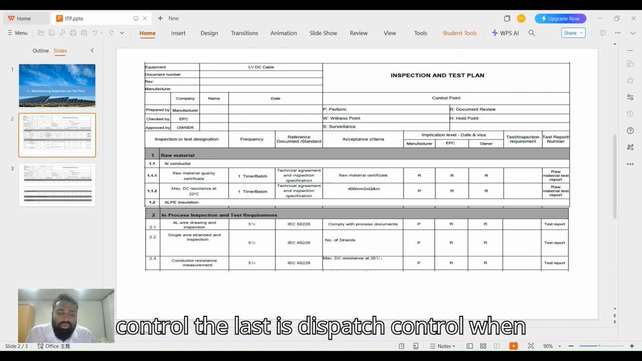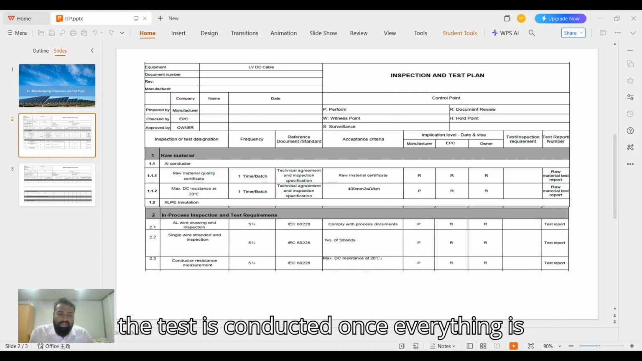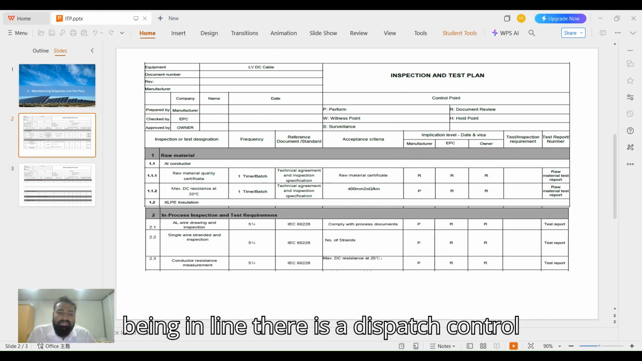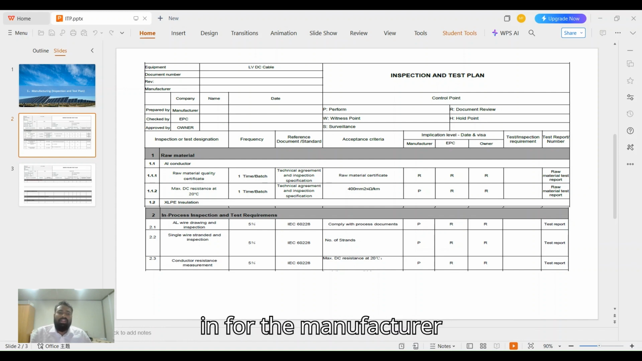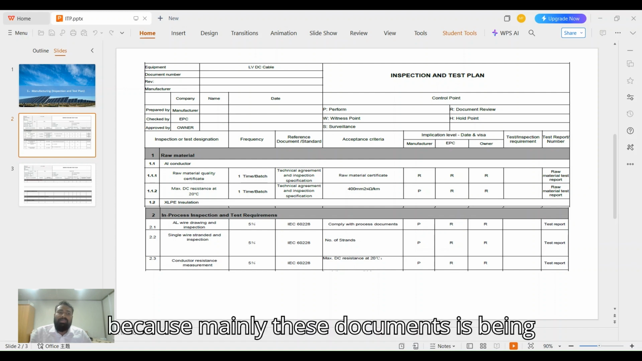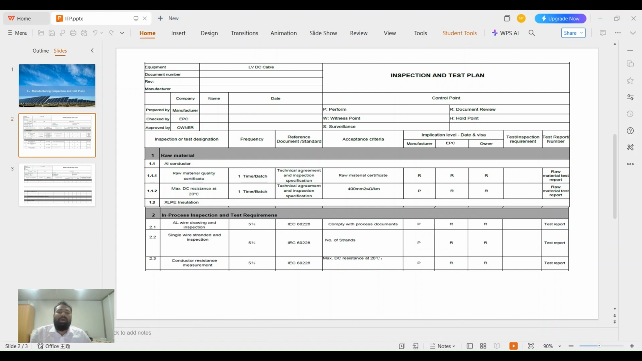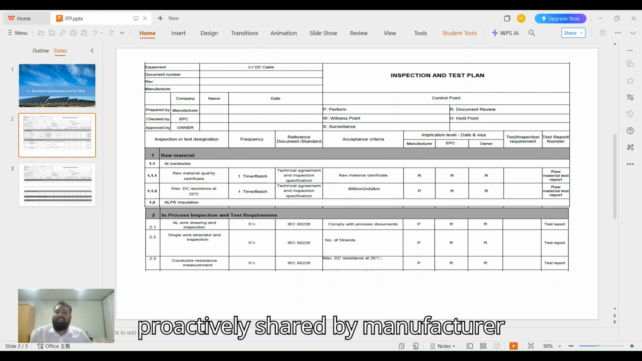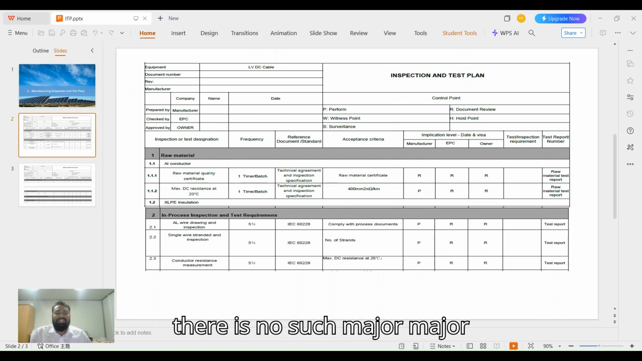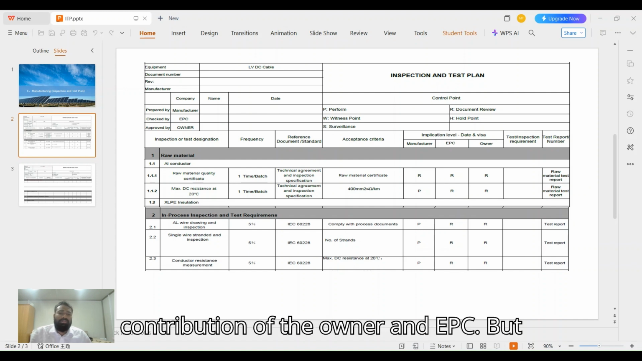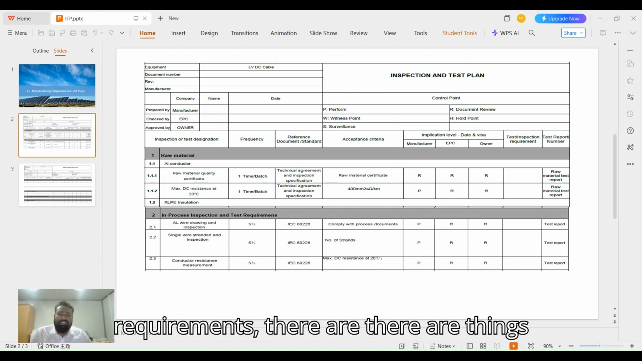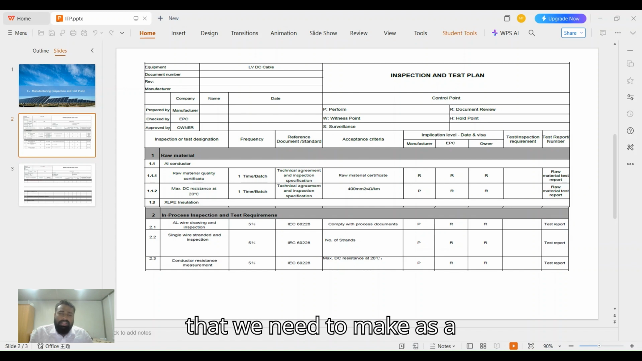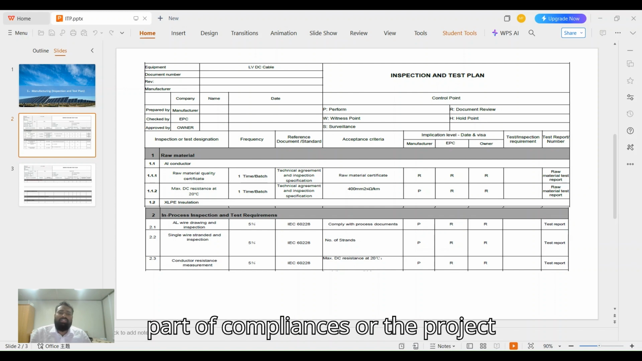The last is dispatch control. When the test is conducted and everything is in line, there is a dispatch control requirement from the EPC and owner end for the manufacturer, because these documents are mainly shared proactively by the manufacturer. There is no major confirmation or contribution from the owner and EPC. But sometimes, as per the project requirements, there are things that we need to make part of the compliances or the project requirements.